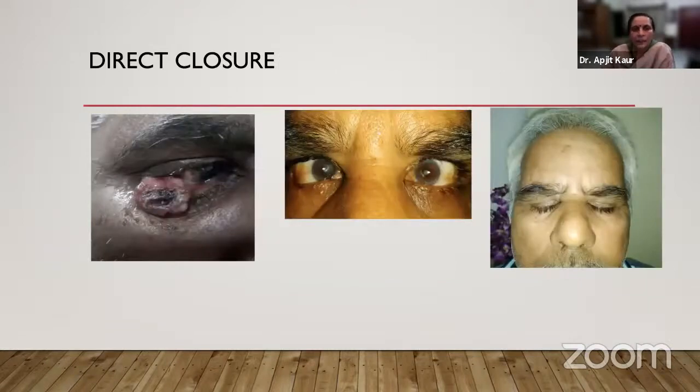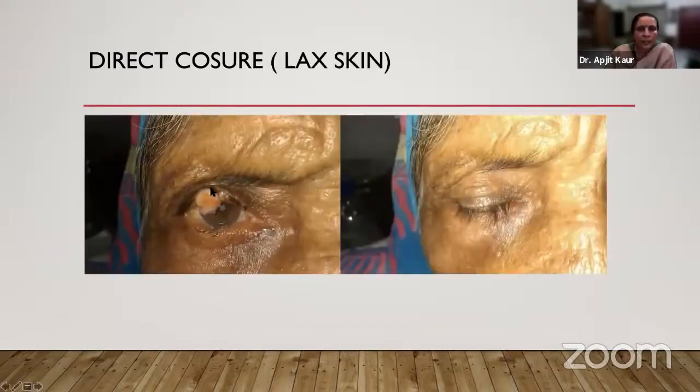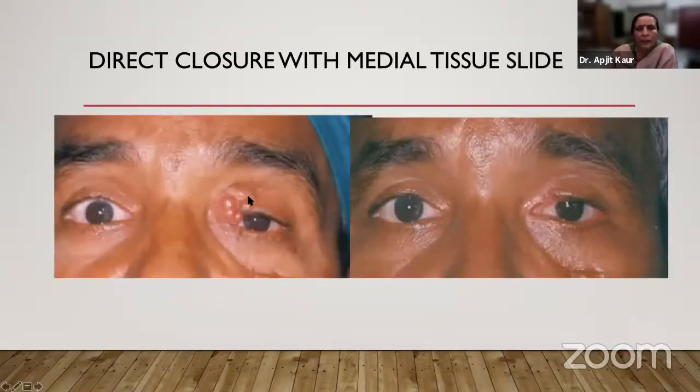This here again, this patient has a direct closure with a good result. He's able to close his eyes. Again, a direct closure. You see the amount of lax skin, hardly you see the scar. Again, a medial lesion, medial undermining.